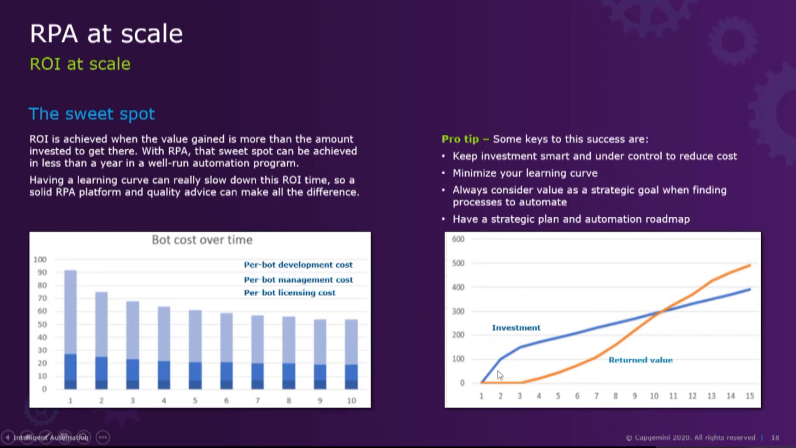The goal is cutting the cost by having the expertise and the governance in place in the beginning. The chart on the right shows that if we can keep that blue line, the investment, low in the beginning, we don't want a big, huge bump in investment before we're getting our return value. So if we can keep that investment line low in the beginning, return value will catch up with it quickly. And once you get to that point, your RPA program is at scale and has paid for itself.